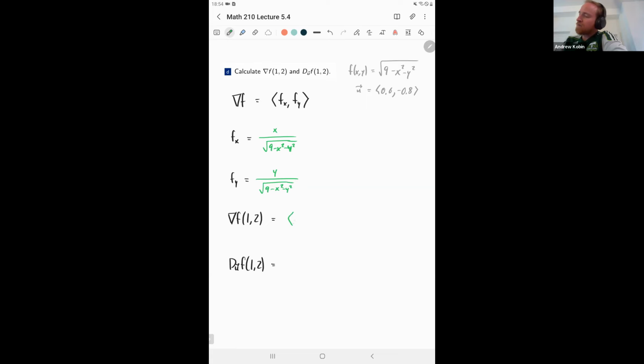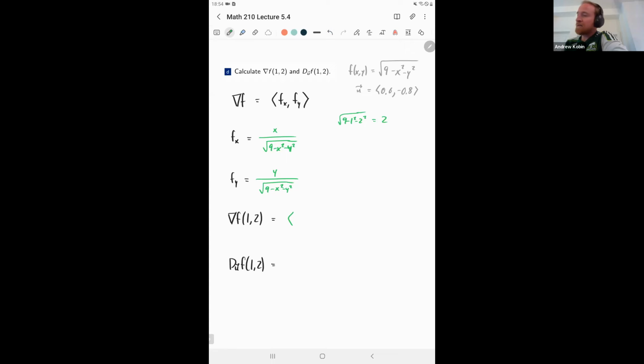So this is a vector whose first component is, we're going to plug (1, 2) into the x partial derivative. So there's a 1 in the numerator. Let's compute the whole denominator for (x, y) equals (1, 2). This is going to be 9 minus 1 squared minus 2 squared. That's 9 minus 5, which is 4, and the square root of that is 2. So the denominators are always 2.